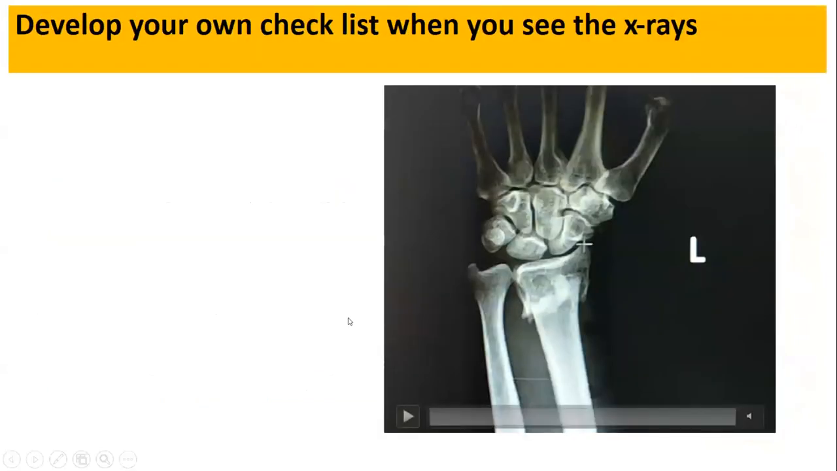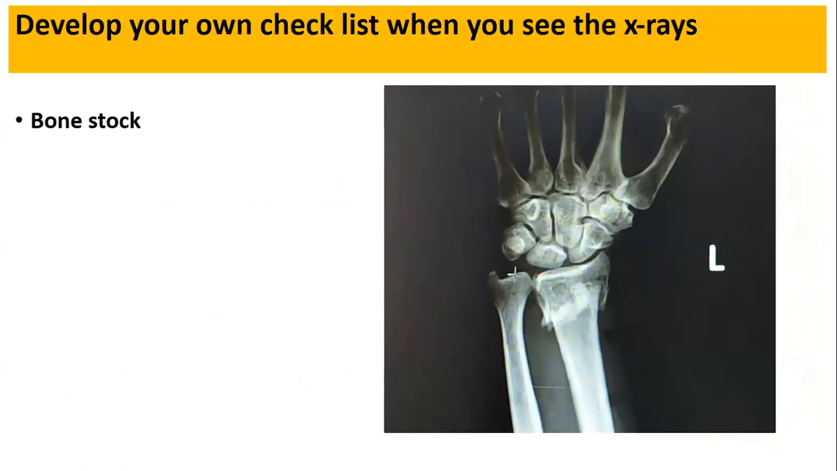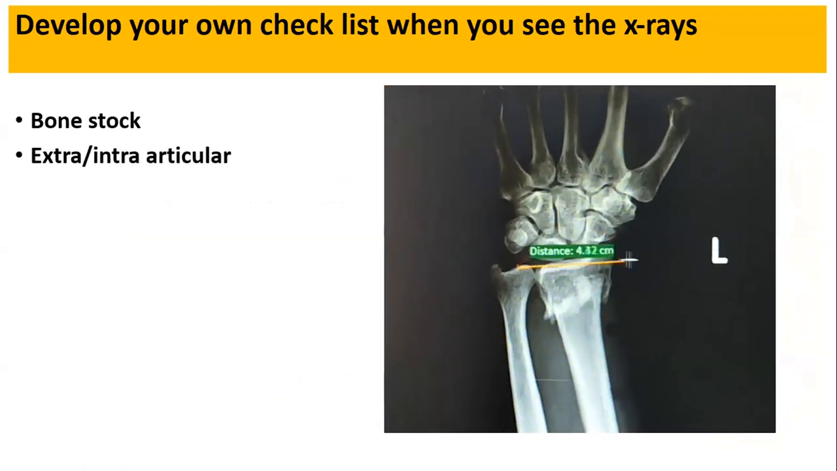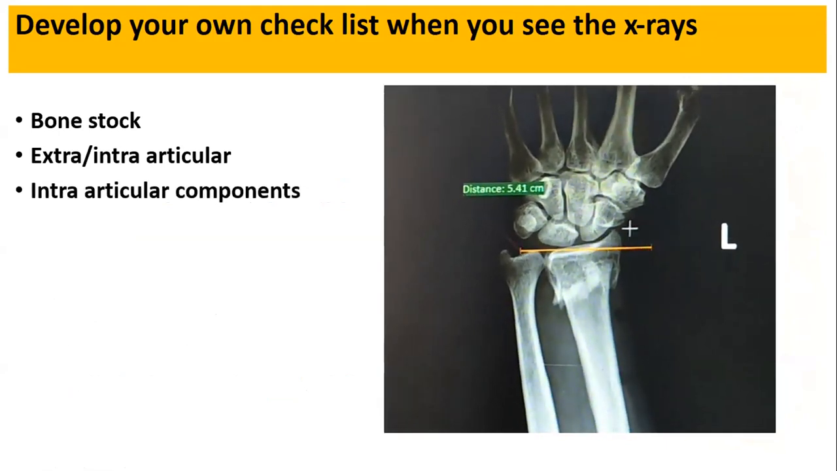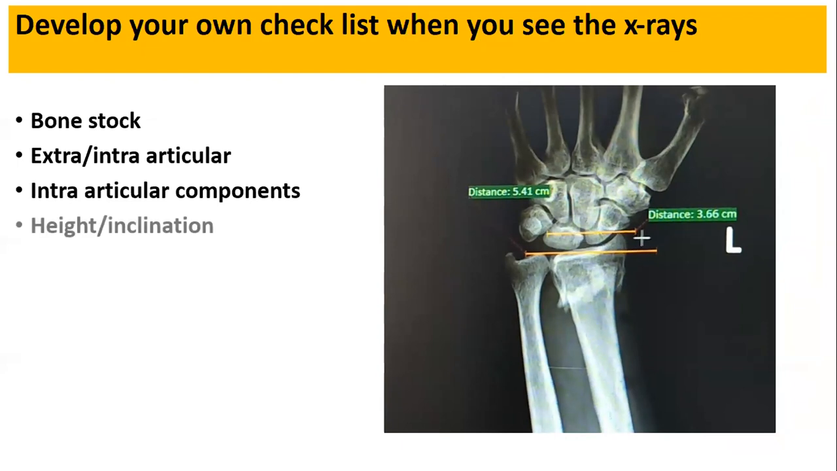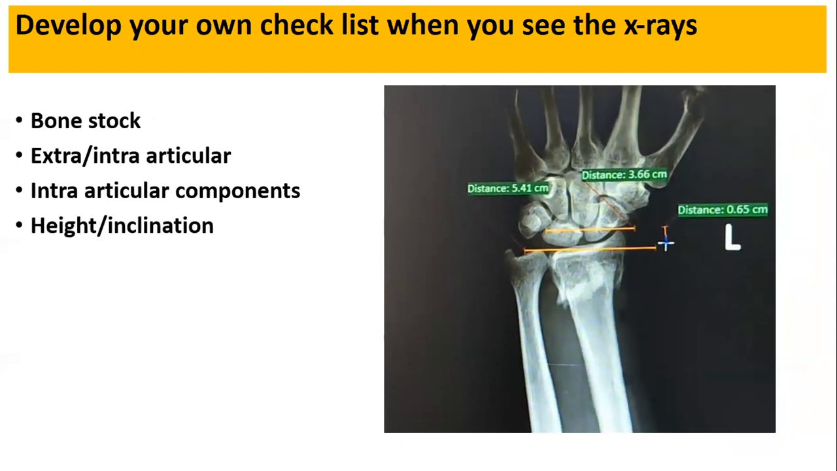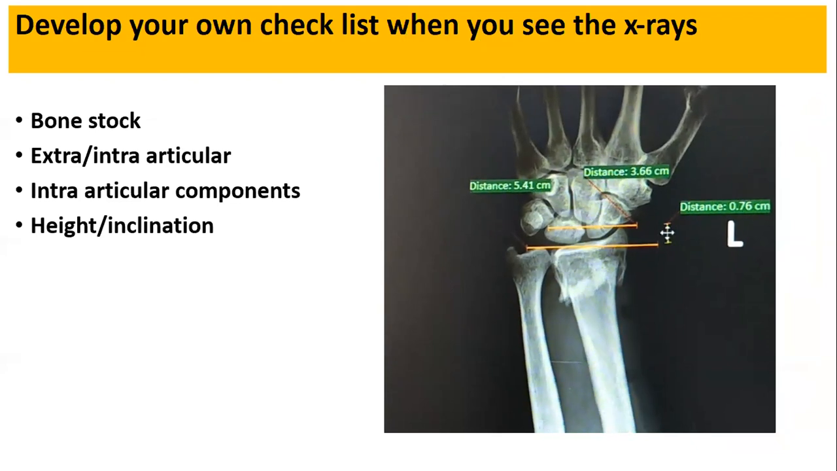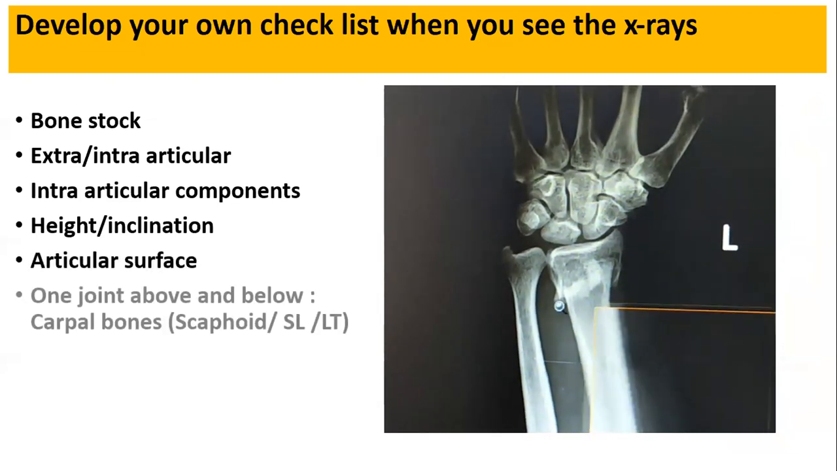Now, when you take an X-ray, you develop your own checklist. When you see the X-rays, as you run through them on your PACS system or any of these, mentally take notice of all these things. What is the bone stock? Is the fracture intra-articular or extra-articular? If it's intra-articular, what are the intra-articular components? The height and inclination, how much of collapse has happened? You don't really have to draw these lines, but actually make a mental picture of all these things. What's happened to the articular surface?